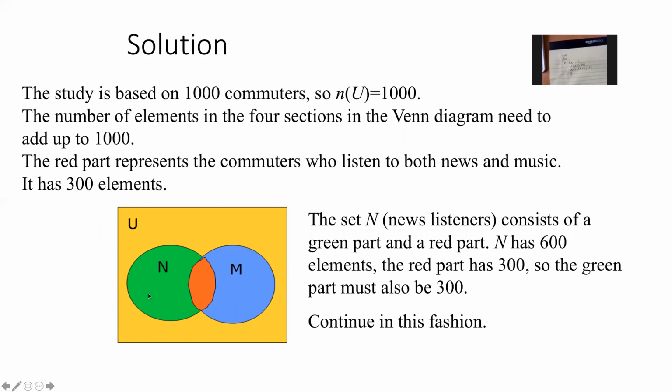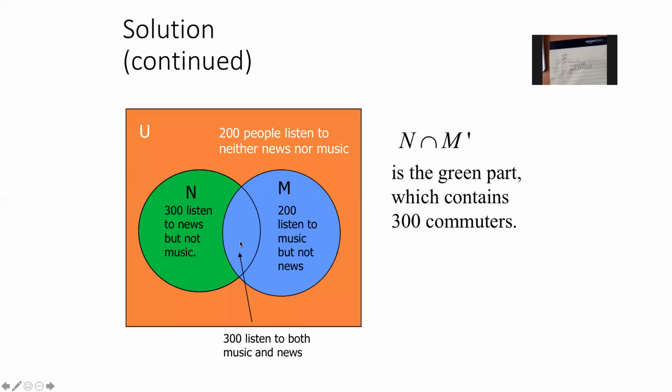So in other words, news is this part, the red, green and red. And the music would be the blue and the red. And now we can figure out each component's piece of what they are. So 300 listen to both. 300 plus that 300 gives you 600 that listen to the news. And 300 plus the 200 gives you the ones that listen to the music or both.